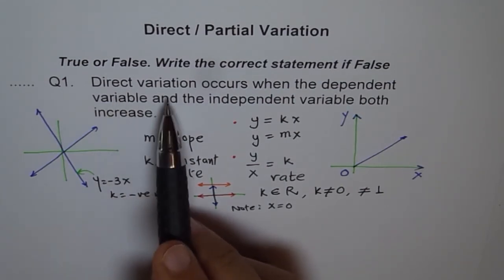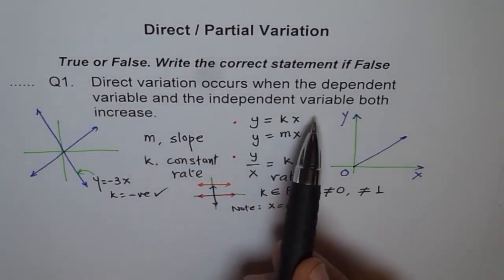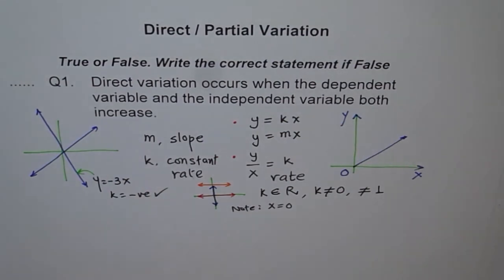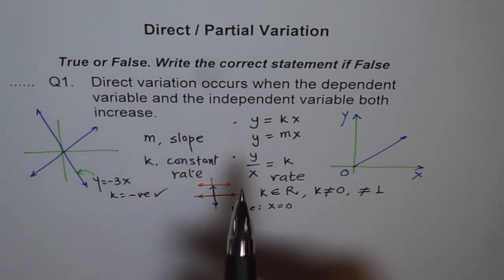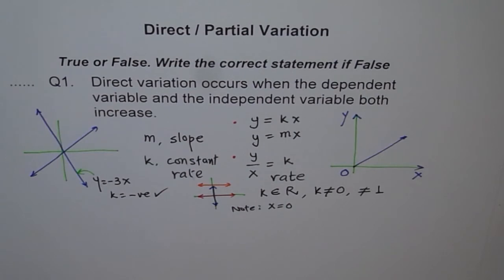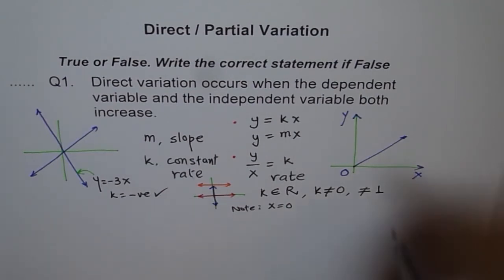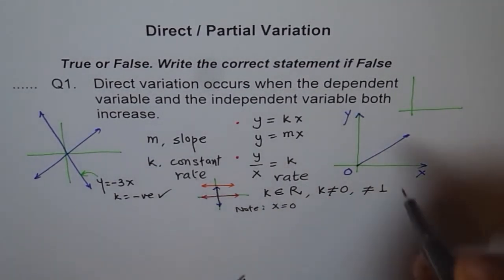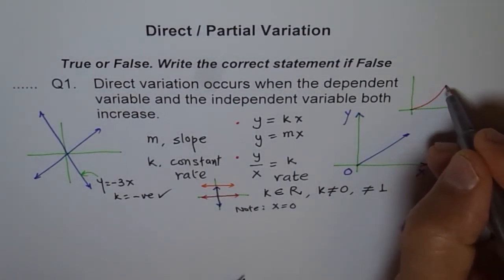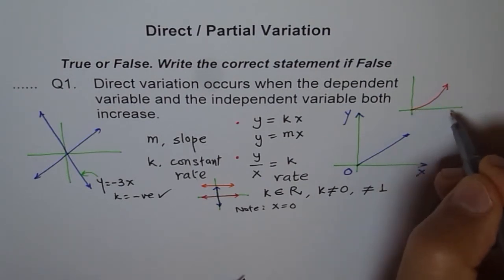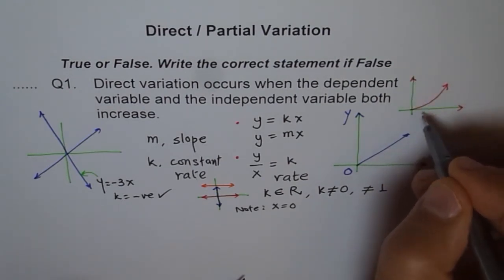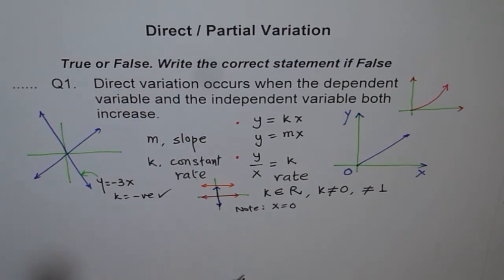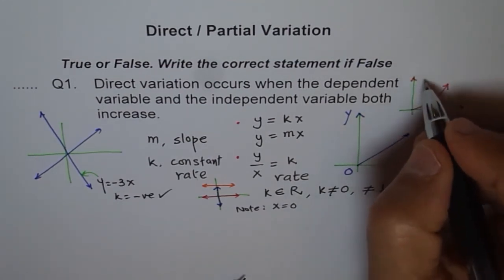Therefore, the statement that direct variation occurs when the dependent variable and the independent variable both increase is a very limited kind of definition. It is, I should say, wrong, because it doesn't even say by what factor they increase. To give you an example, see this. Both are increasing, and they may go through the origin like this. X's value is increasing, y's value is also increasing. But is it a direct variation? No, it is not direct.